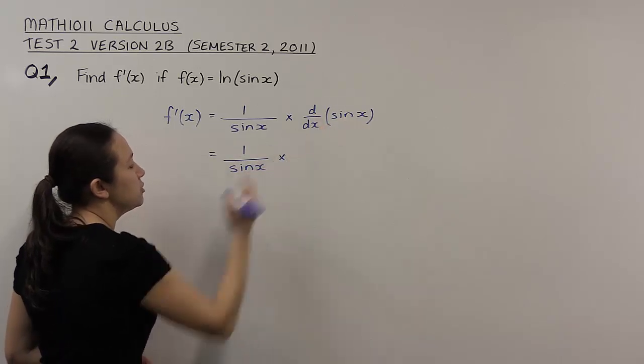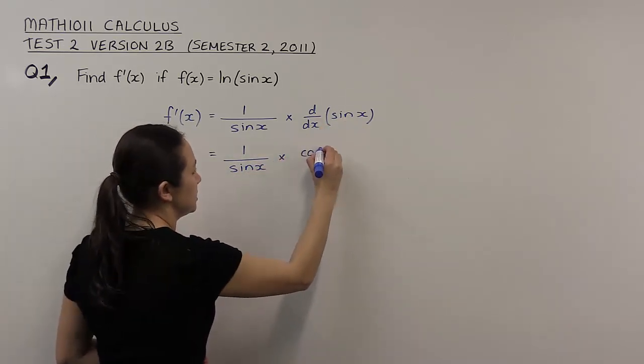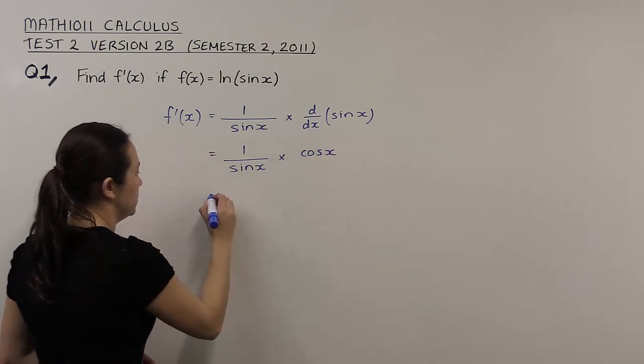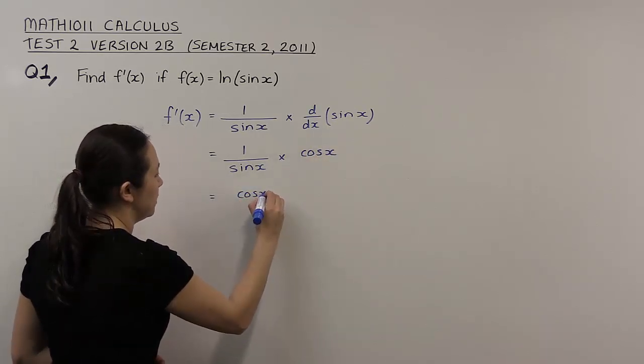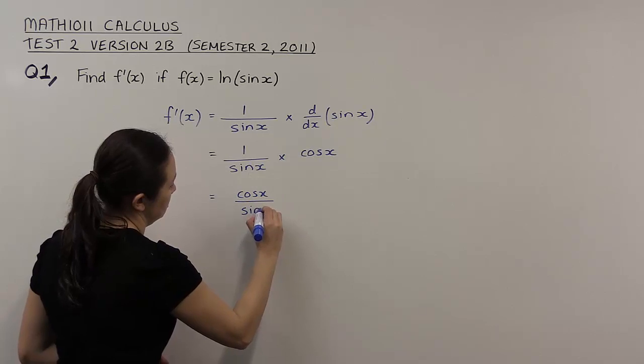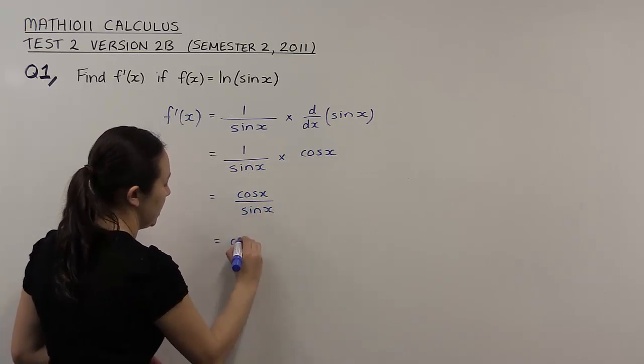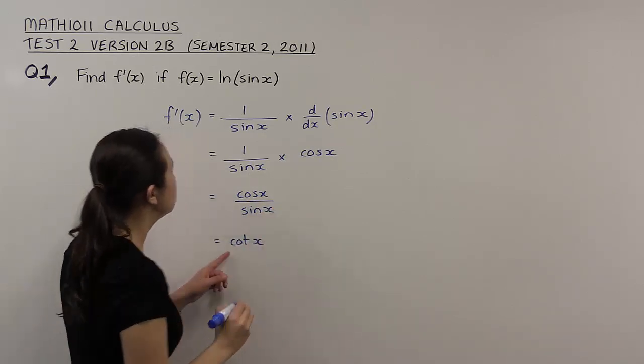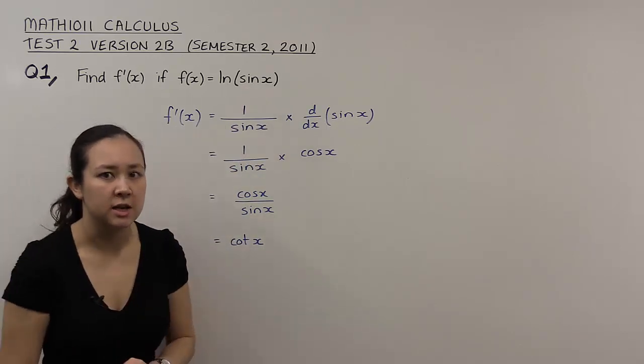multiplied by the derivative of sine x, which is cos x. So we end up with cos x divided by sine x, or cot x, as the derivative of log of sine of x.